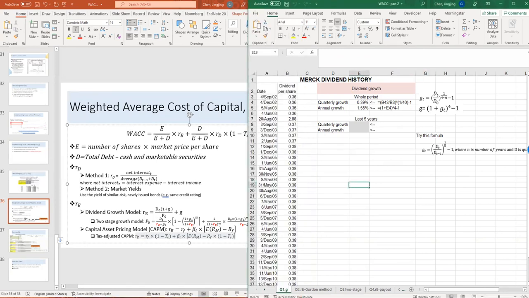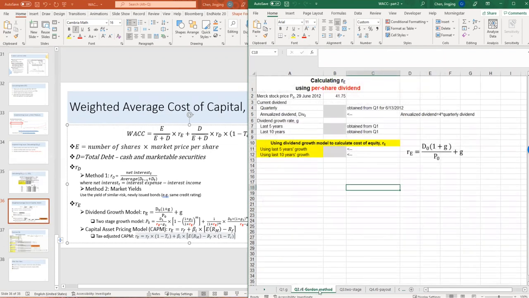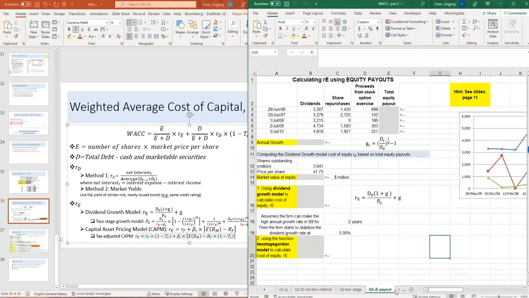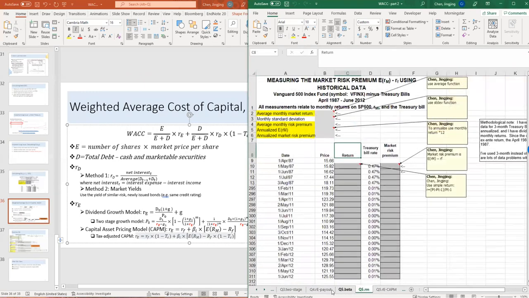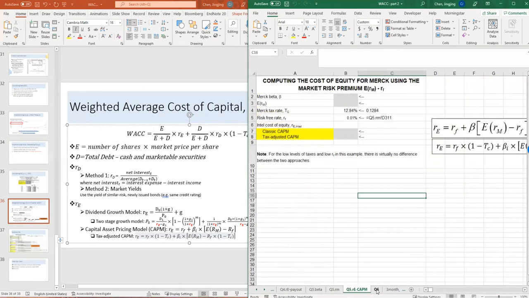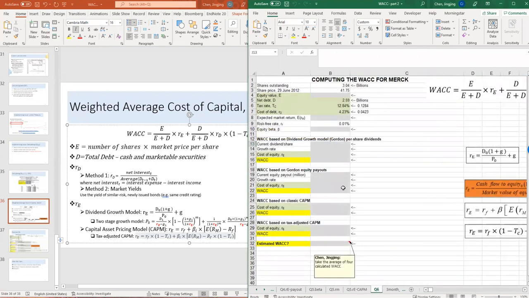So first, calculating Merck dividend history. All the following tests are related to finally calculating question 6 here. So question 6 here, we're going to have a final number for the weighted average cost of capital for Merck.